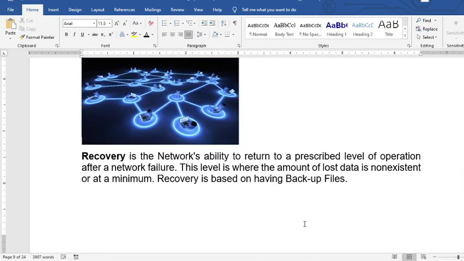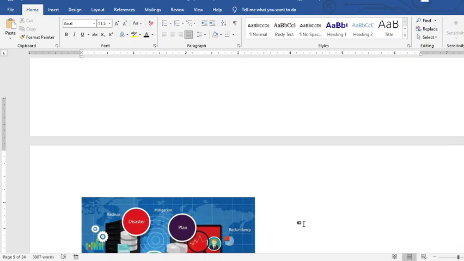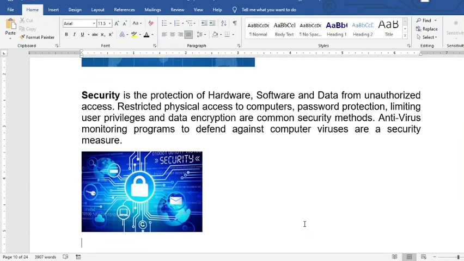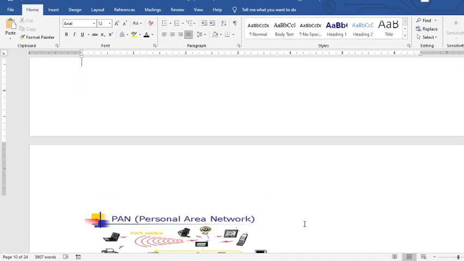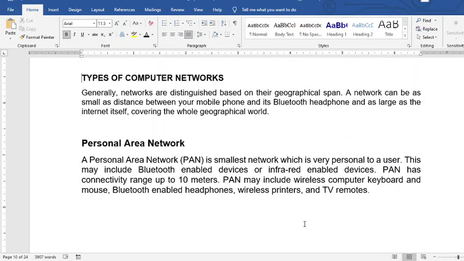So the ability for recovery is based on having backup files. Obviously, it is the network's ability to return to the prescribed level of operation after network failures, with loss of data non-existent or at a minimum. So it's one of the main concerns. And obviously security. You have the files, but they are corrupted or infected. Either way, your data will no longer be accessible or visible. So there are a few types of what we call computer networks.